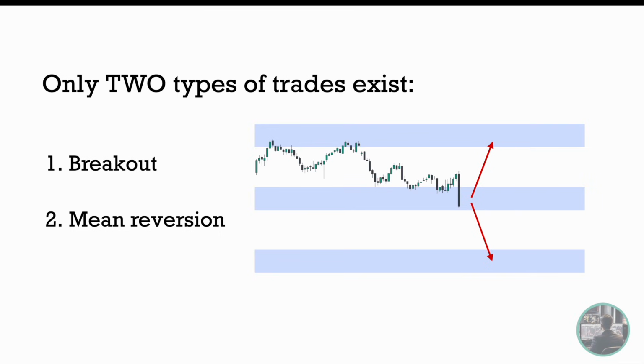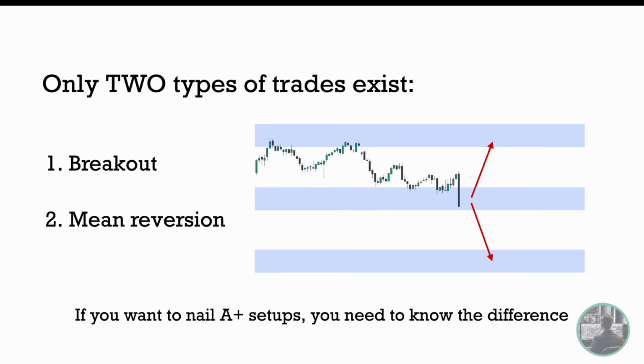And these are two distinct types of trades that need to be treated differently. But traders either don't know which one they're trading or treat them the same, both of which are fatal mistakes. If you want to nail A-plus setups over and over and not get bogged down by constant chop and losses from other trades, you're going to need to know the difference, and you're going to need to know it well.